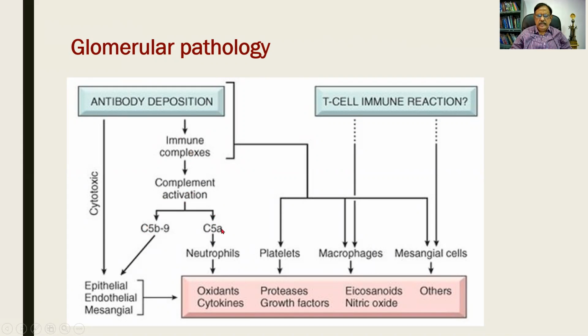And C5a happens to be a chemotactic factor, so there will be the attraction of the various cells such as neutrophils, mesangial cells, macrophages, and platelets, which will lead to the release of the various mediators, leading to glomerular injury. So this particular diagram, I would like you people to practice any number of times because it is a common pathogenetic mechanism for glomerular injury. Many questions can be answered with this.